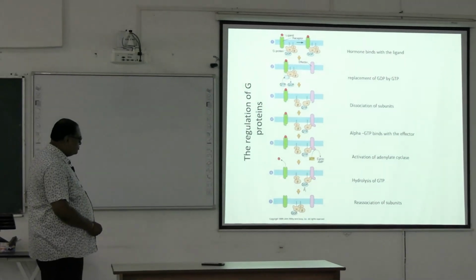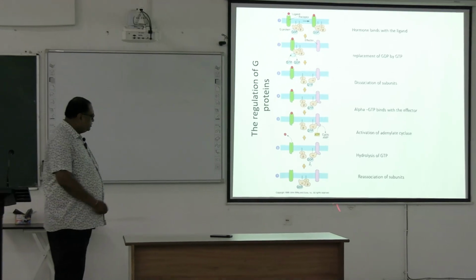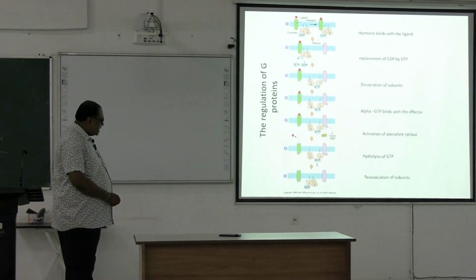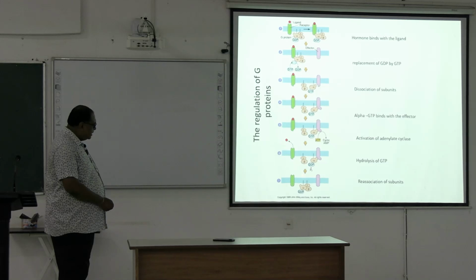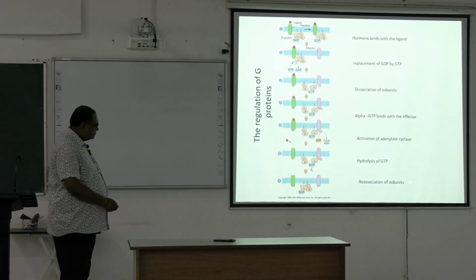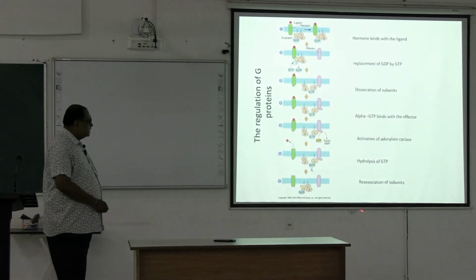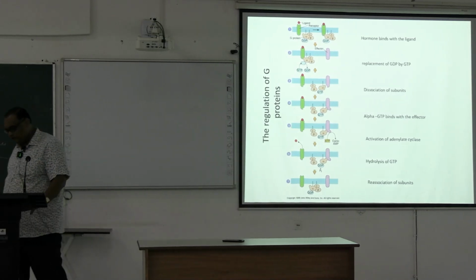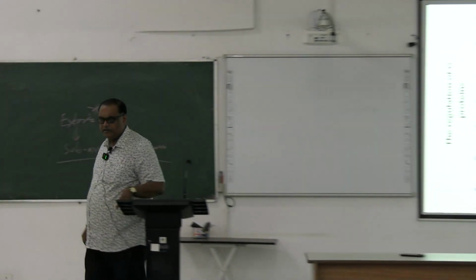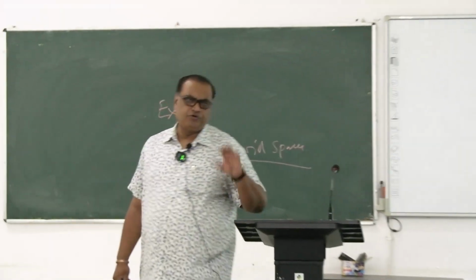Now, this thing again should reunite. So, what you need to do? GTP is hydrolyzed and GTP is removed and this space is open. Now, they can reassociate the subunits. So, this is the flow chart of activities taking place through a G protein.